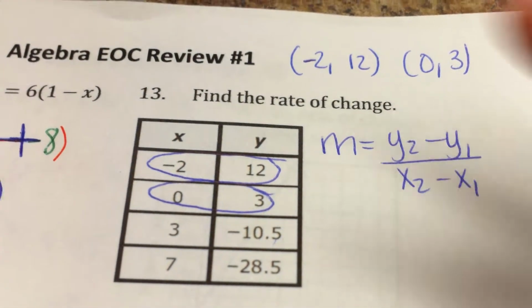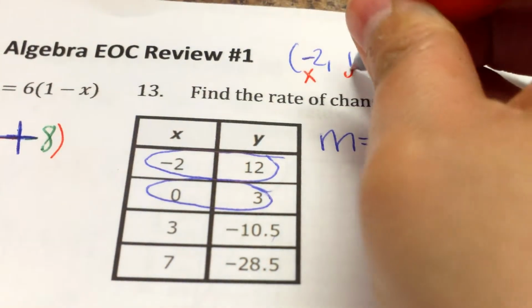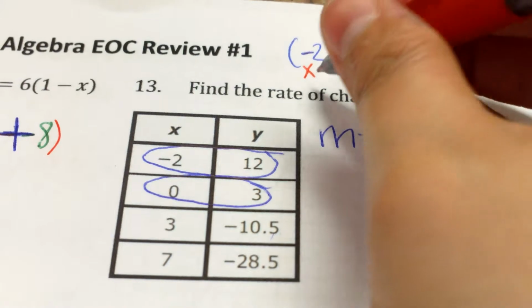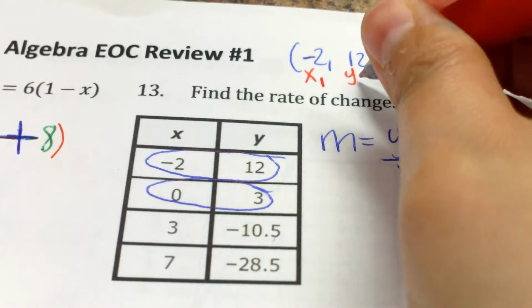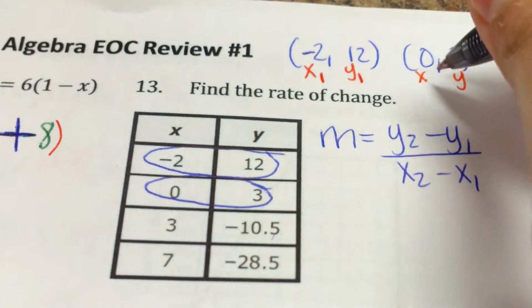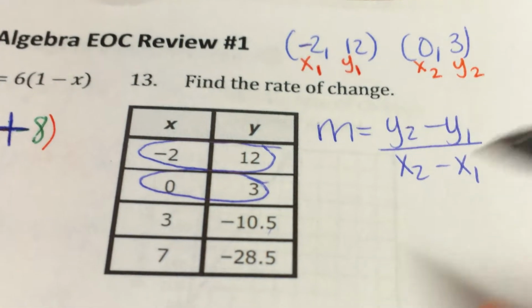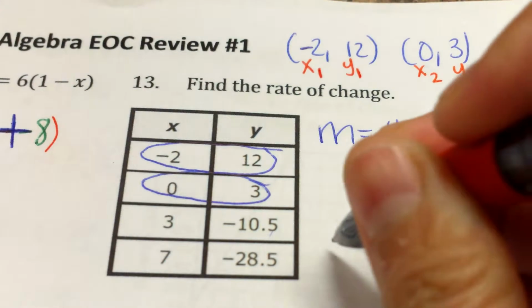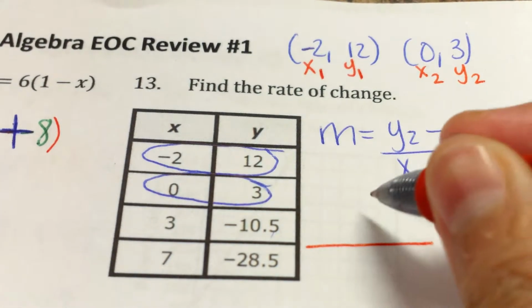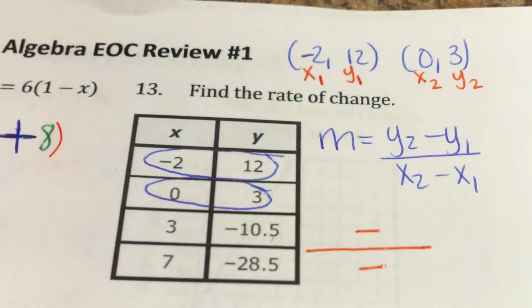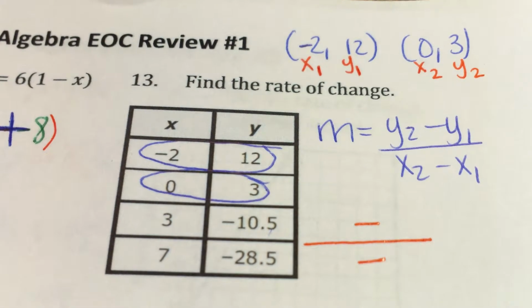Alright, so now we label it. This is x and y. This is x and y. Since this is the first point that we're going to use, it's going to be x1, y1. This is the second point I'm using, so this would be x2, y2. Alright, so we're going to plug it into this formula. We're going to put the minus signs in first already. I like to do that first so I don't get confused. Then we're going to substitute the numbers.